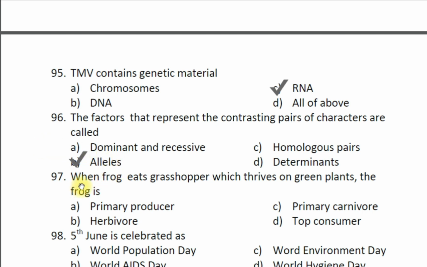Question number 97. When a frog eats a grasshopper, which thrives on green plants, the frog is A. primary producer, B. herbivore, C. primary carnivore, D. top consumer. So this question is asking about a food chain, and the correct option is option C, which is the primary carnivore.